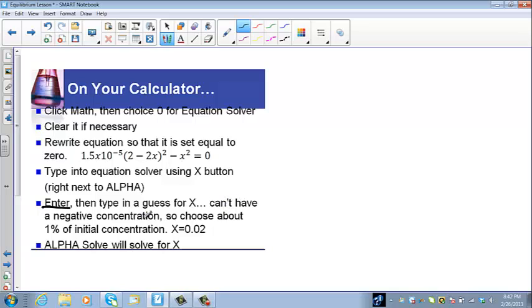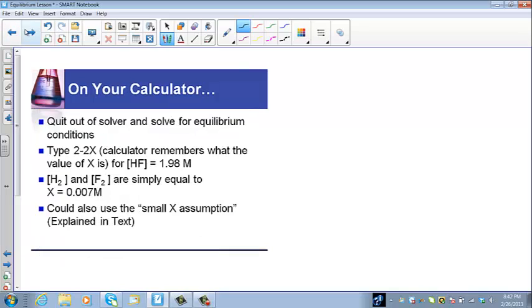You can't have a negative concentration, so the rule of thumb is that you choose about 10% of the initial concentration. So if the initial concentration was 2 molar, then 10% of that is about 0.02. So you put 0.02 in for X, and then you're going to hit alpha solve, and then you will get a value for X.